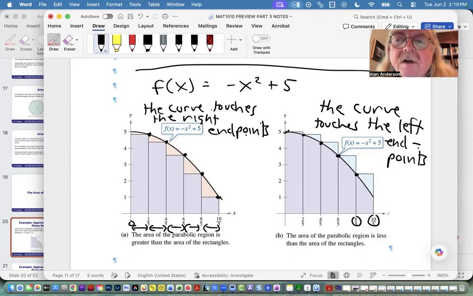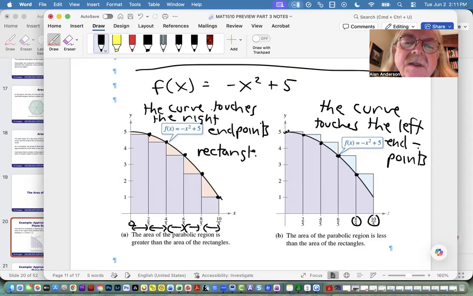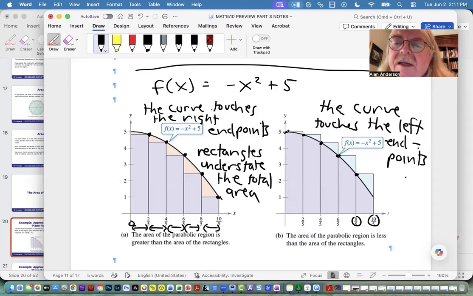And of course, with the curve the way it is, the one on the left, as you can see, the rectangles are understating the area under the curve. If the curve had a different shape, that might not be the case, but here the rectangles understate the total area under the curve. On the right, it's the other way around.